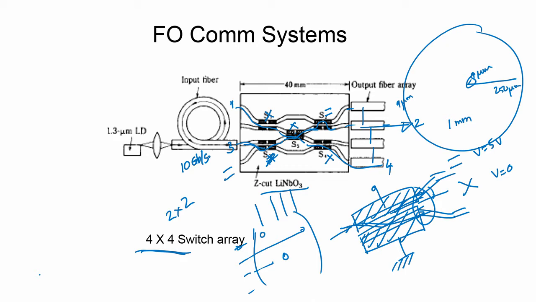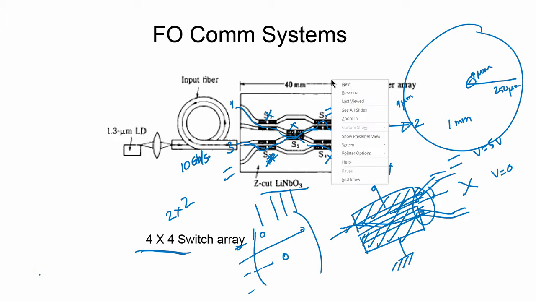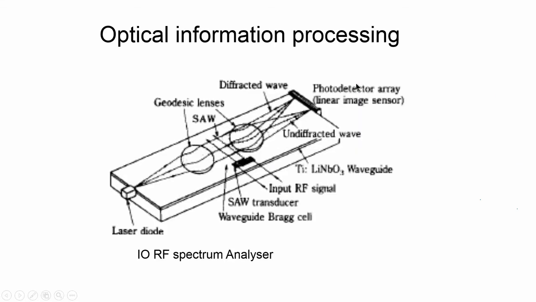Just to mention, there are many other ways that switching and routing of signals is done in optical communication systems without converting to the electrical domain. For example, MEMS, which we will see in one of the next classes. So, I will go to the next application. This application is called optical information processing.